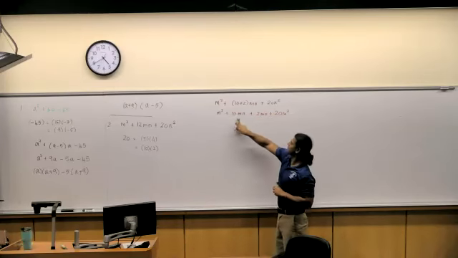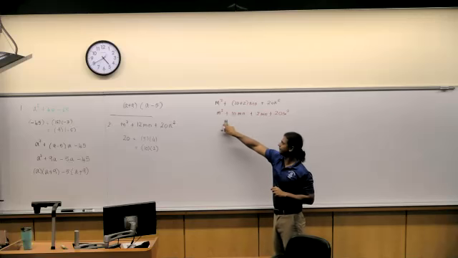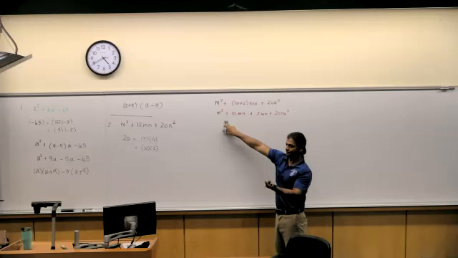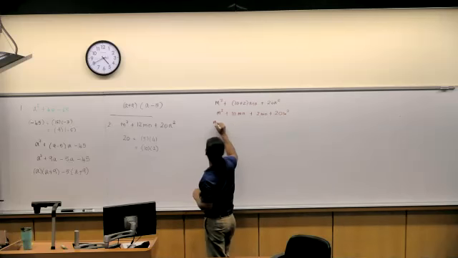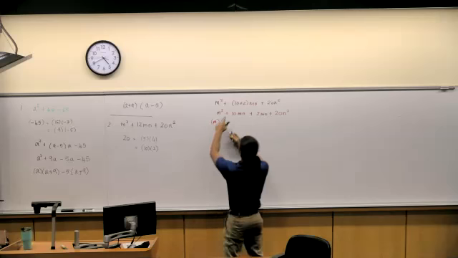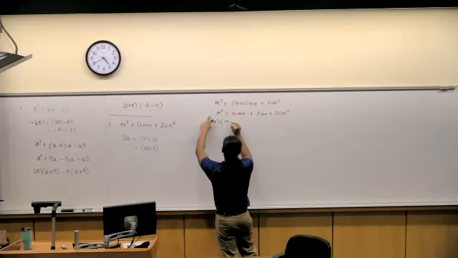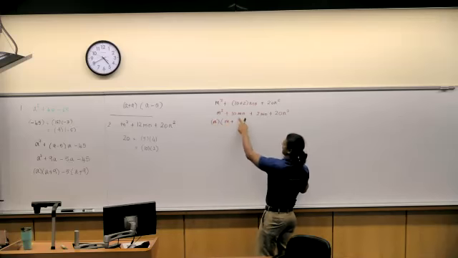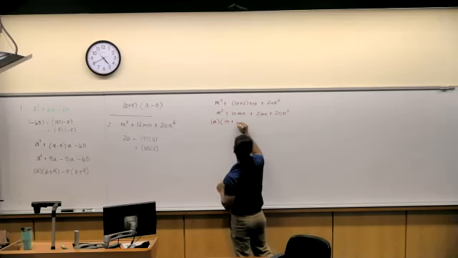What do we have in common in the first two terms? M. So if I take m out of m squared, I'd have m. If I take m out of the second term, I would have 10n.